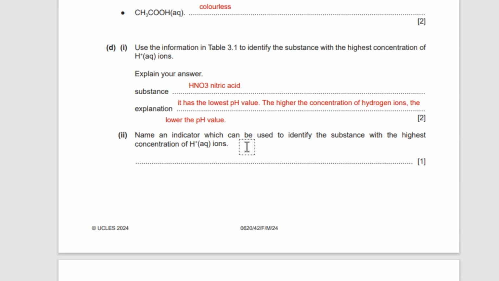Okay, so generally you know that an indicator cannot tell you how strong or how weak, in other words, cannot tell you the concentration of hydrogen ion in an acid. Because the concentration of hydrogen ion will tell us how strong or how weak an acid is. So indicator will not do that. The only indicator that can do that is the universal indicator.